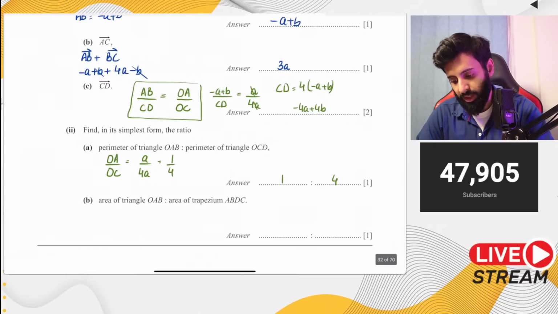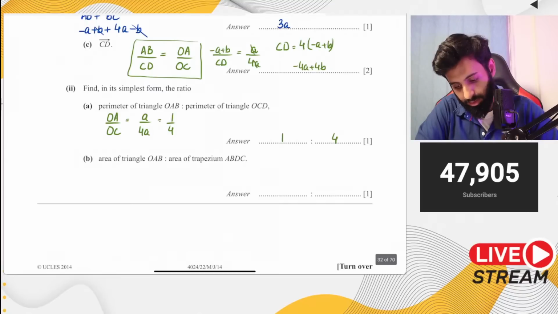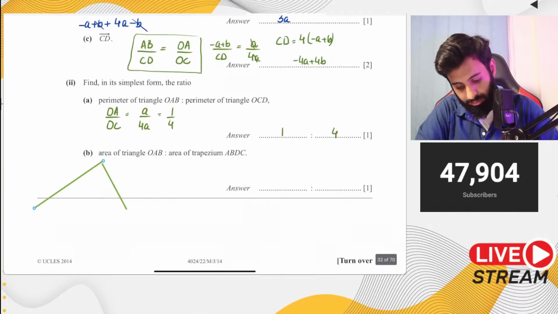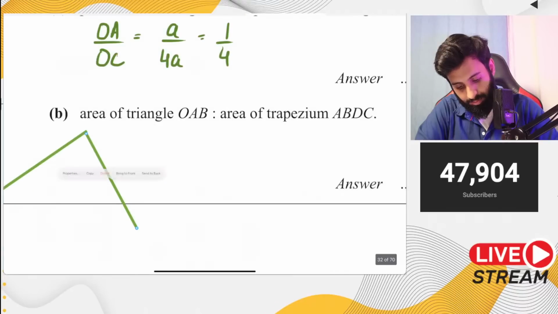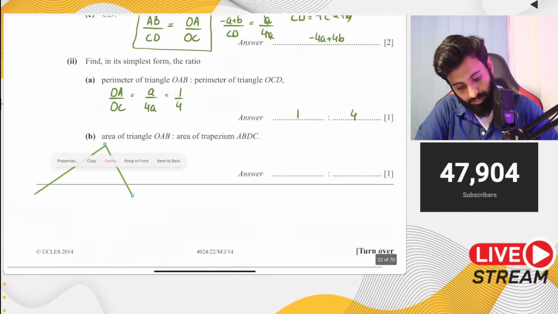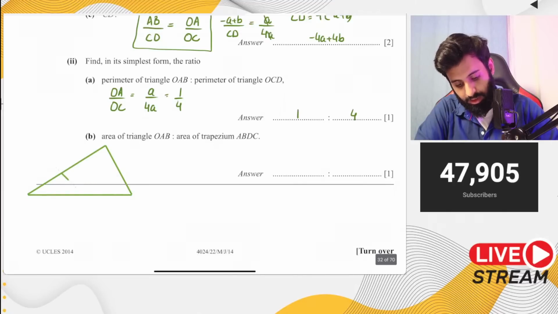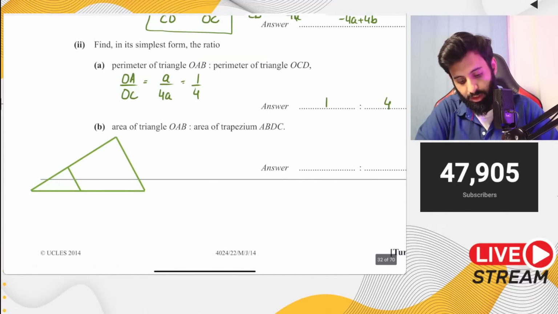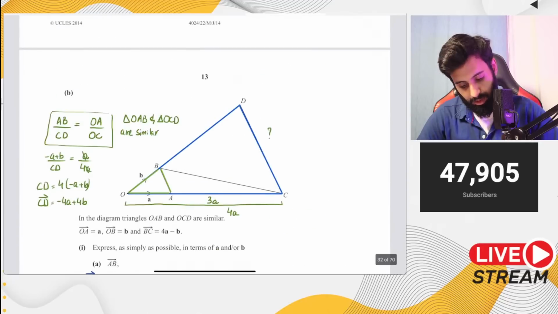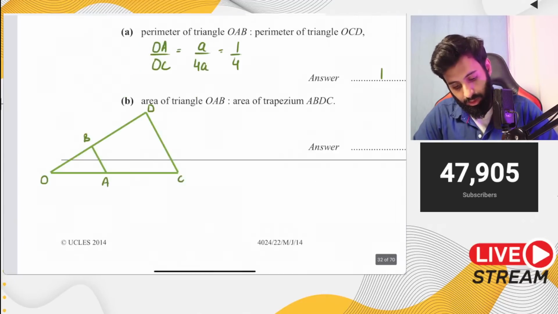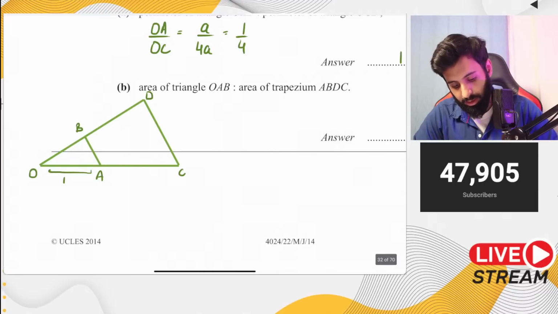Okay. Then we have an interesting question where it's asking us for the area of triangle OAB is to area of trapezium. Now I'm just going to draw it separately over here. Okay, so there was a situation. Here's O, A, B, and C, D. Okay, we know that this is 1A or simply 1, and this is 4A or simply 4.